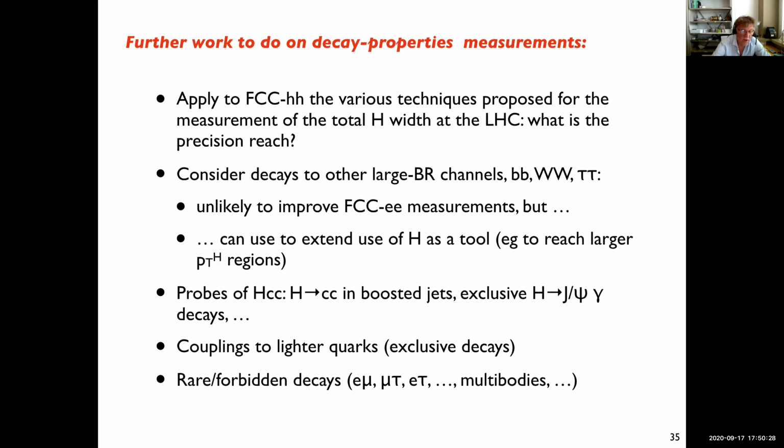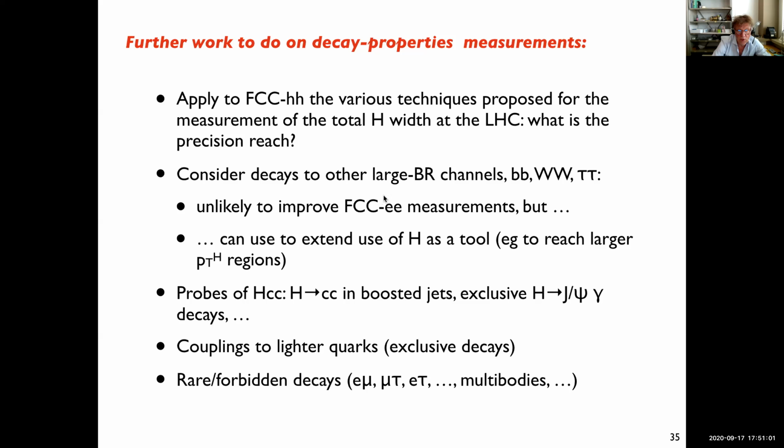There is further work that can be done if any of you is interested in contributing. For instance, we haven't thought about how to measure at the LHC the total Higgs width. There are techniques, of course, that have been proposed for the LHC and that are being used. The LHC is already setting limits on the total Higgs width. Trying to think about these techniques or others in the context of 100 TeV has not been done, and I would be happy to see work.